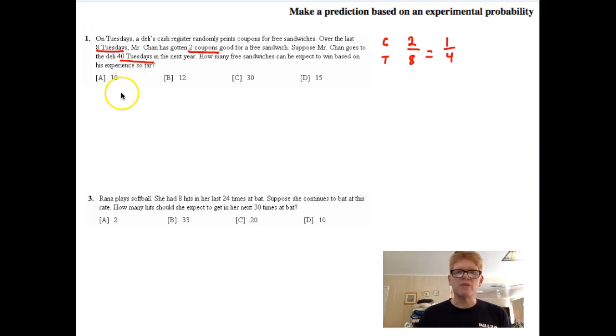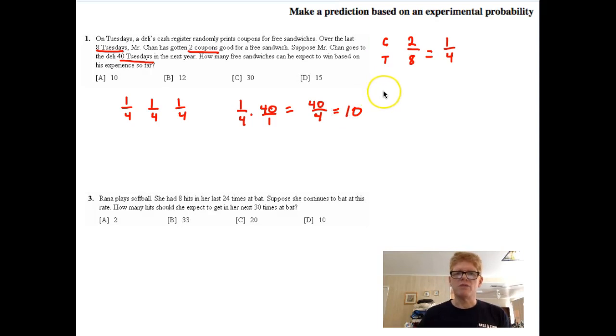Now, each time Mr. Chan goes to the deli, his probability of getting a coupon is 1/4. So if he goes one day, it's 1/4, and the next day it's 1/4, and the next day it's 1/4, and so on. So if he goes 40 times and his probability is 1/4 for each time, we can simply multiply 1/4 times 40, and that will give us the answer. Of course, 1/4 times 40 is 1/4 times 40 over 1, which is 40 divided by 4, which is 10.